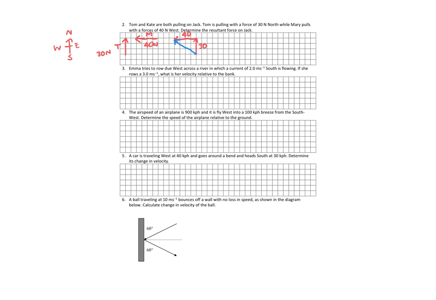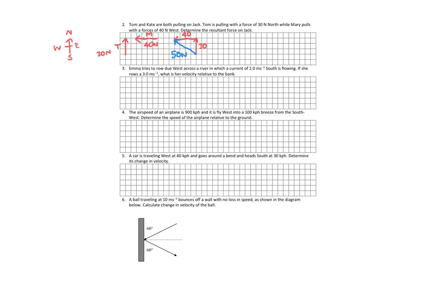Hopefully you've done enough maths that you know that 3, 4, 5 is a Pythagorean triplet, but if not, you could go 30 squared plus 40 squared, and you would get 2,500, and the square root of 2,500 would be 50. So the magnitude of that force, the size of that force, would be 50 newtons. And then you would need to work out the direction.